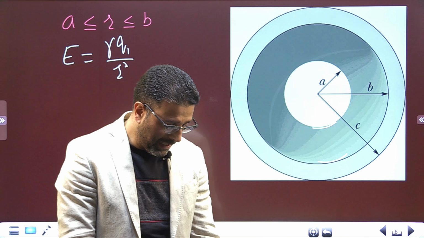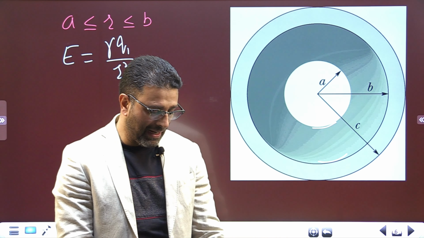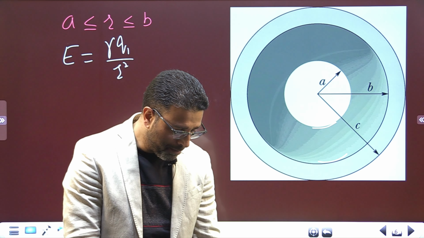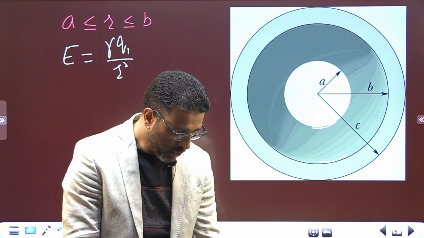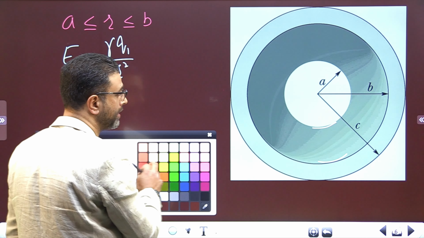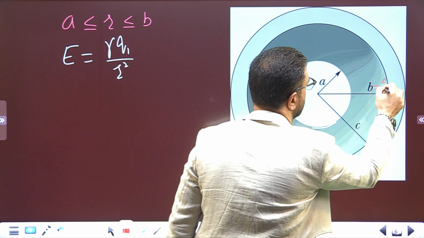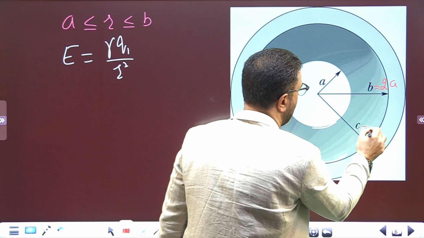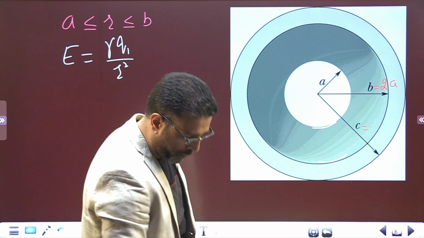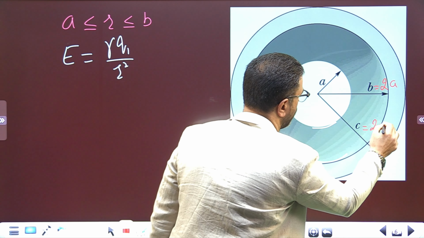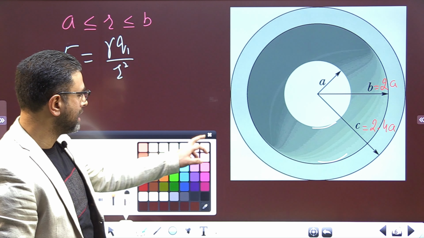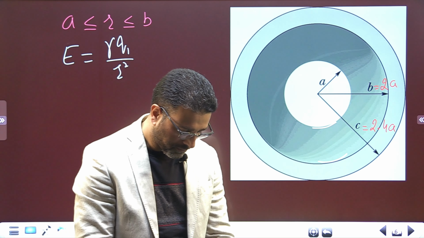Now in part D, we're asked to find the field at a distance of 1.5a. It is important to note here that b, the inner radius, is 2.2 times a. So I'll mention that here. B is twice a, and C is 2.4 times a, so that we know whether we are dealing with points lying inside or outside it.